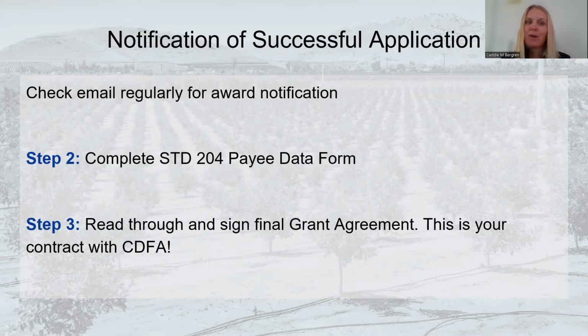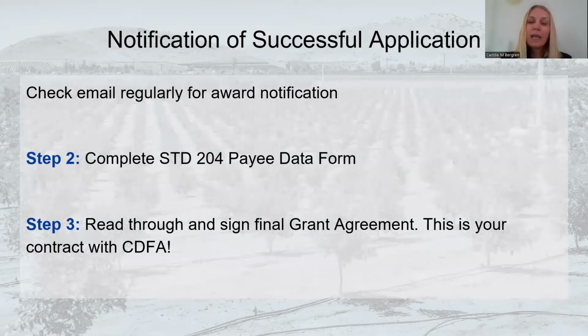The first form is called STD 204 payee data form. It's a long name for a pretty simple form. They just want to make sure they're confirming details about your business name, about the person who's actually going to be responsible for the sweep grant, the person receiving the checks, and doing the invoicing. They're just going to confirm who that is, and you'll send it back to them all via email.